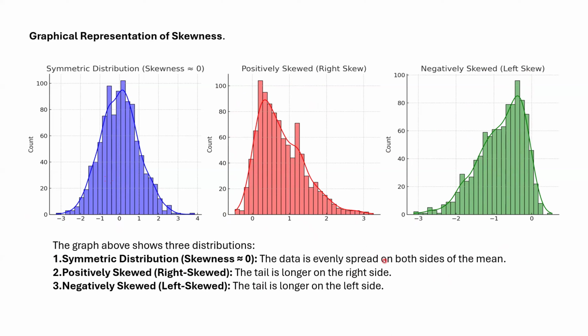So if I share graphs like this with you, or anyone asks you how to identify a positively skewed or a negatively skewed distribution, will you be able to answer it? Yes or no, guys?